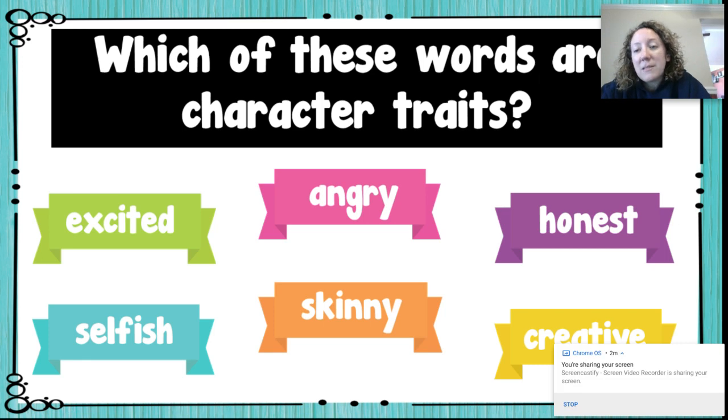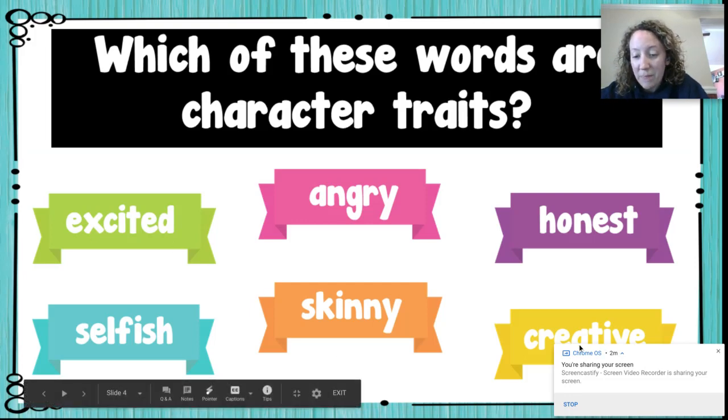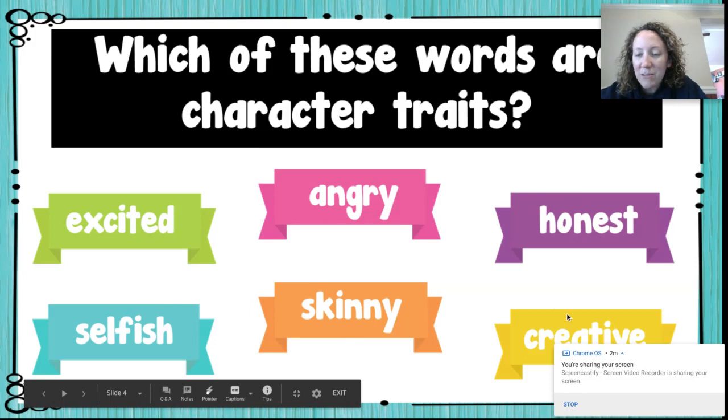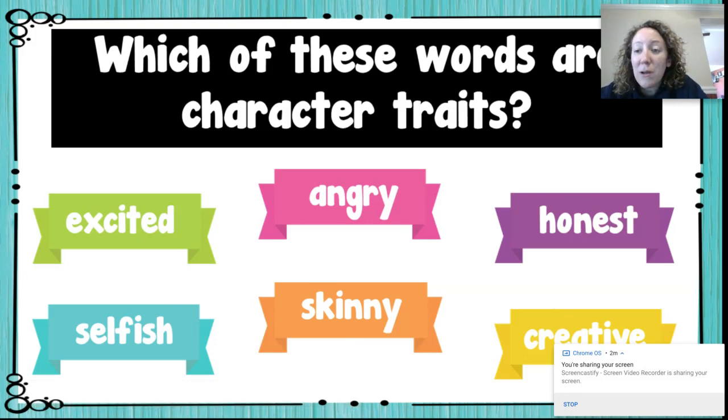All right, so let's think about this. Which of these words are character traits? Which of these words are describing the person on the inside? We have excited, angry, honest, selfish, skinny, and creative. What I want you to do is pause this video and think which of these words are character traits. When you're ready, you're going to unpause and come back and check your answers.